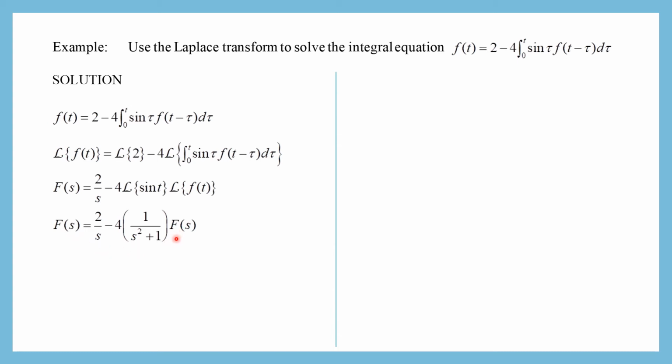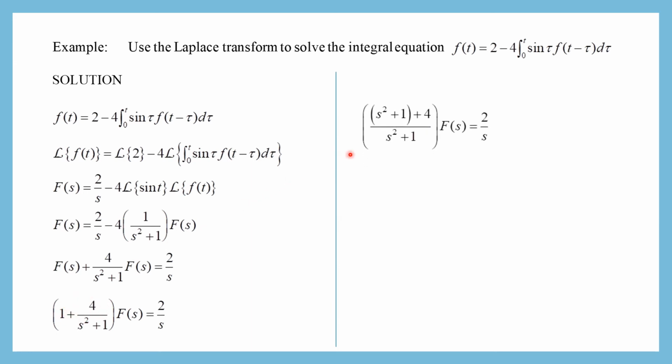Now at this step, F of s appears on the left side and also on the right side. So we are going to shift the function with the F of s on the right side to the left. So we get the following: F of s plus 4 divided by s squared plus 1 F of s, and on the right side there's a single term 2 over s. Now F of s appears in these two terms, so we're going to factor the F of s. So inside this bracket we write down the coefficients of each of these F of s. So we write 1 plus 4 divided by s squared plus 1, F of s is equal to 2 over s. And notice that this coefficient of F of s is a sum of two rational functions. So we're going to make this into a single quotient.